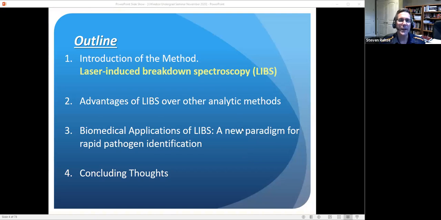So here's going to be the outline of the talk. I'm just going to give an introduction to our method. I'm going to talk in general about this thing that we call LIBS, which is laser-induced breakdown spectroscopy. And then I'll talk about some of its advantages that I think it has over competing methods. And then I'll get into the nitty-gritty of what I do for my work, the biomedical applications, and finish up with some concluding thoughts and hopefully take some questions from you all.